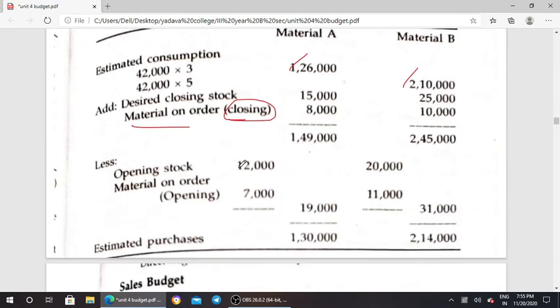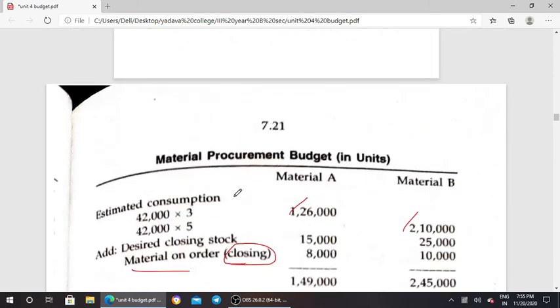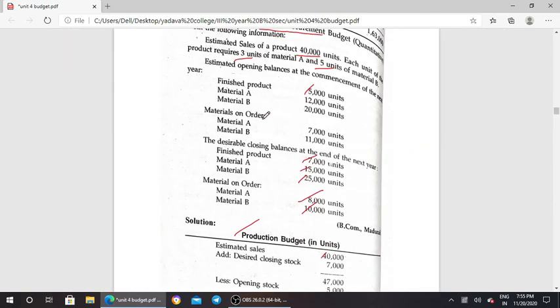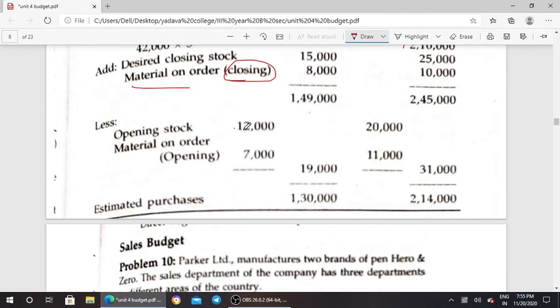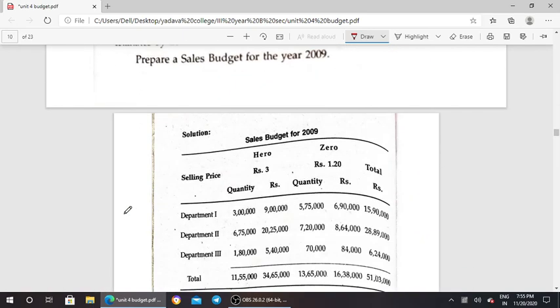After that, opening 12,000. In opening also they will be having material on order. So opening 12 plus 7, 20 plus 11. Here they have given all the calculation. 12 plus 7 is 19,000, 20 plus 11 is 31,000. So this is the estimated purchase. Okay.